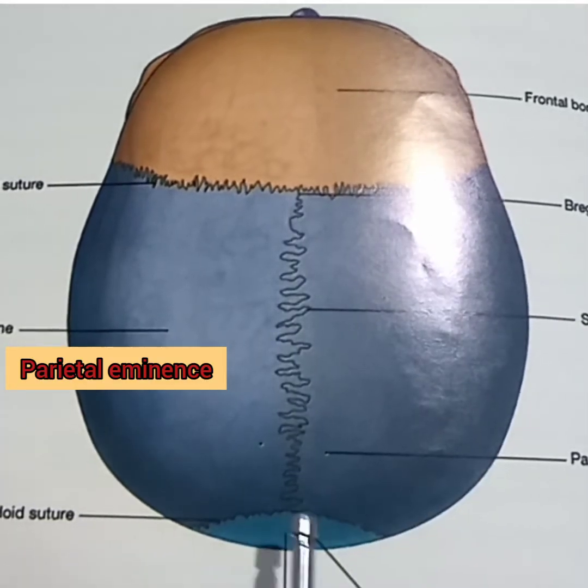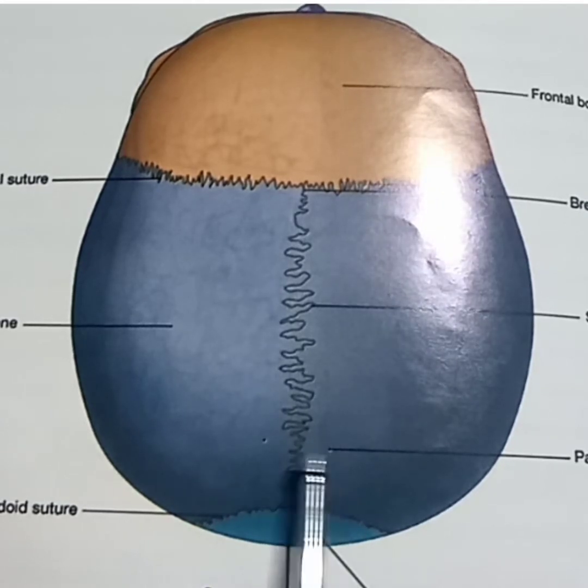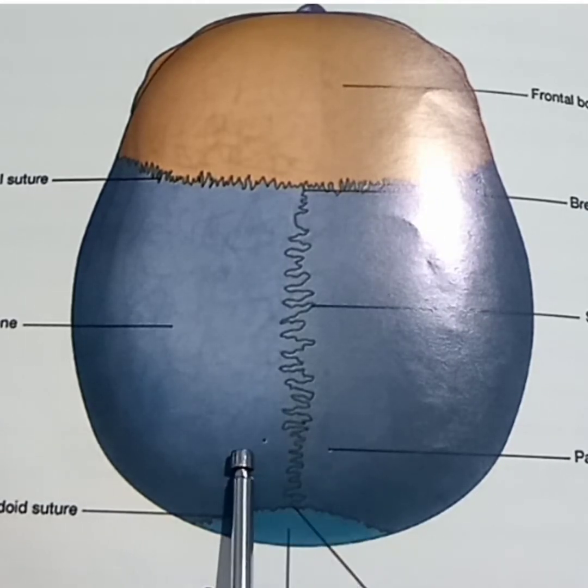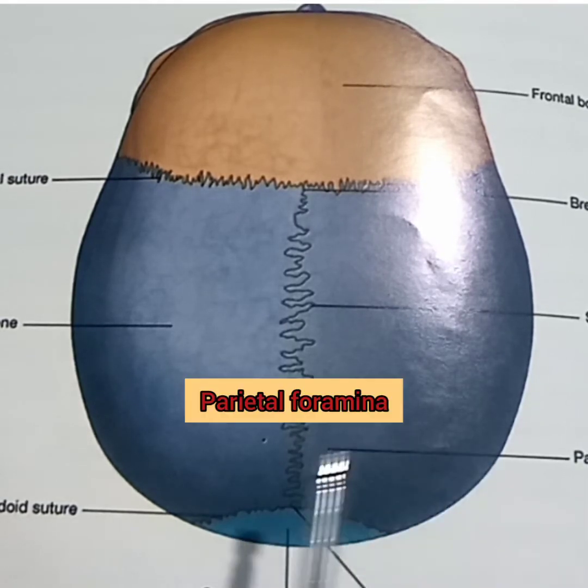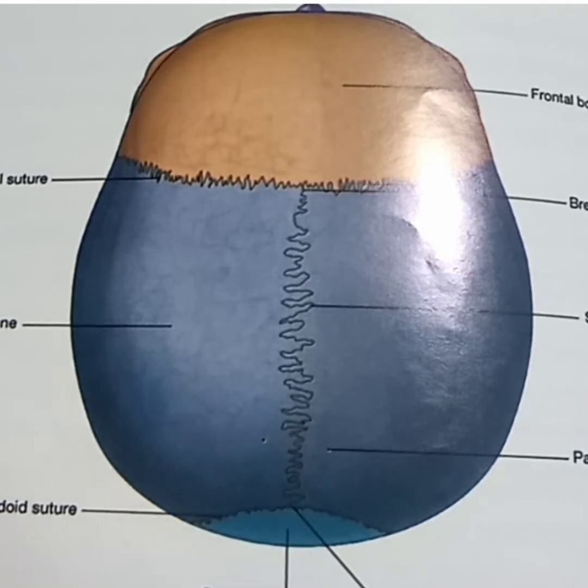And you can see here on each side of the sagittal suture a small foramen in each parietal bone. These foramina are named parietal foramina. Each one lies about 1 centimeter lateral to the sagittal suture.